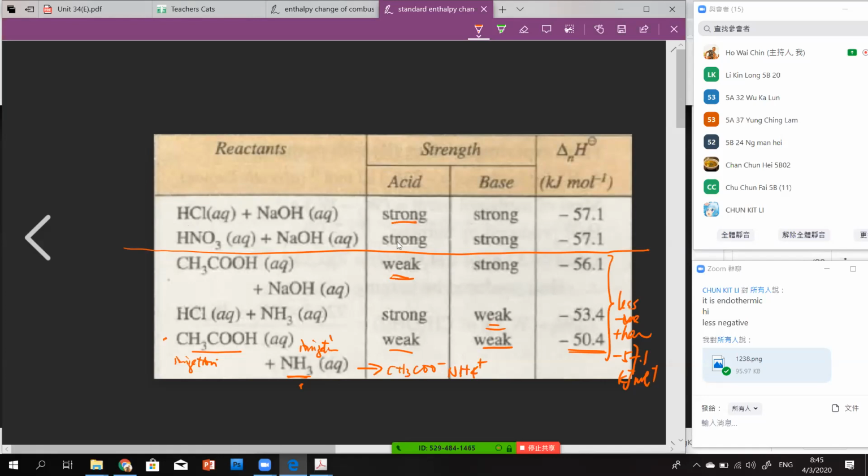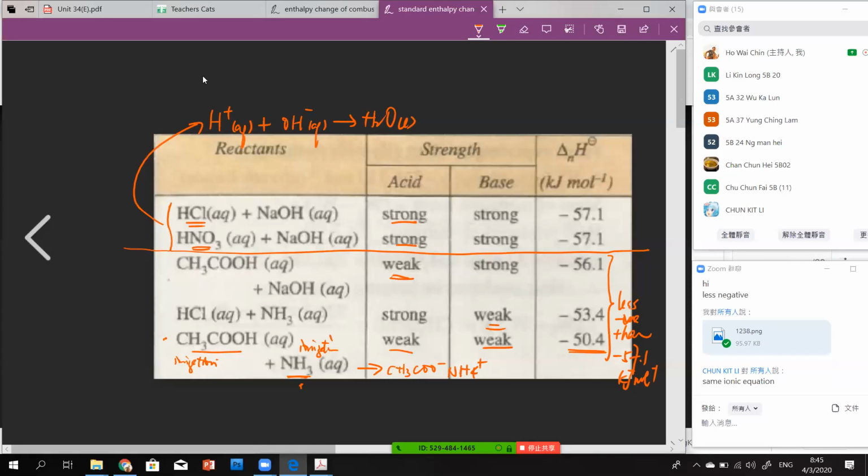So no matter what acid we have, as long as it's a strong acid combined with a strong alkali, they would react to form water and salt. So yes, that's right. So I think it has got the point.